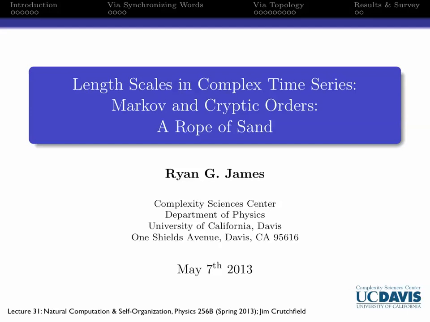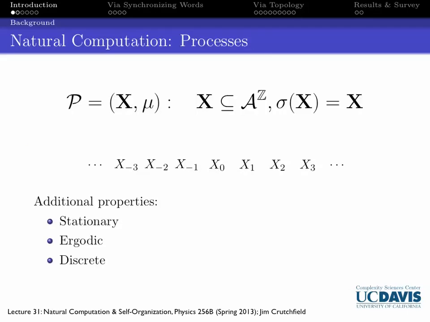So just for background's sake, you all know what a process is already, but essentially it is a shift space endowed with a shift invariant measure, which is exactly what you've already learned. It's bi-infinite strings with probabilities attached.